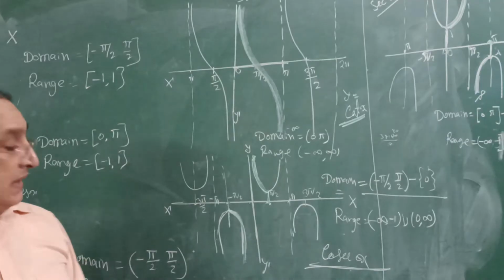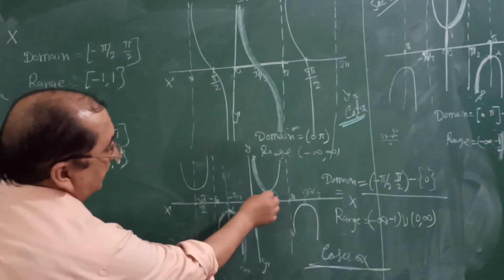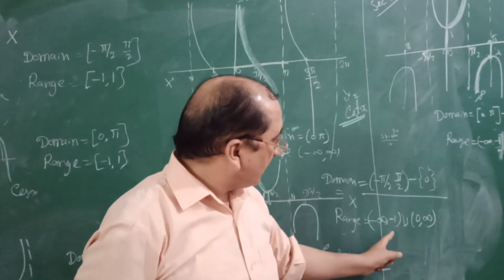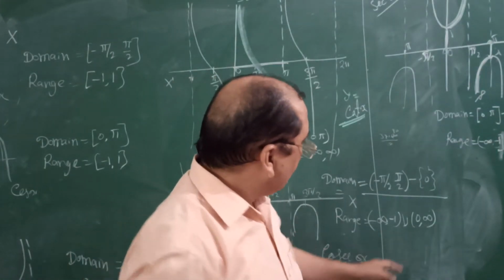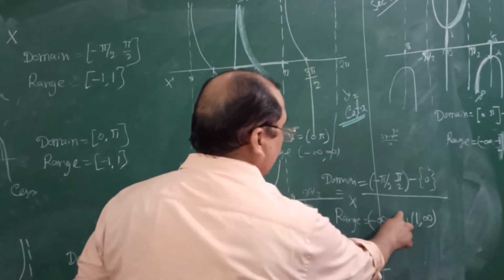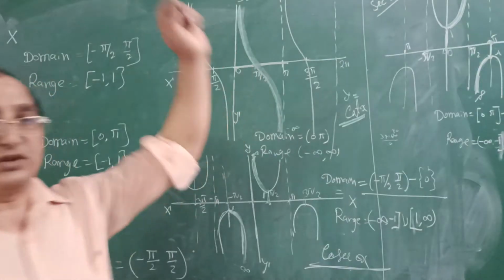This is the domain, and the range is minus infinity to minus 1, union 1 to infinity. Minus infinity to minus 1 and 1 to infinity will come this way. And this is the cosec graph.